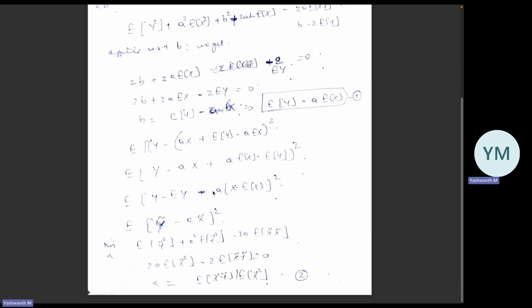So we can differentiate with respect to b, and when we set it to 0, we get b as highlighted, E of y minus a times E of x, and substitute this b back into the original equation, and then again expand and differentiate with respect to a and set it to 0. So we get finally a as E of x tilde y tilde divided by E of x tilde square. By the way, x tilde is x minus x bar, x minus E of x, and y tilde is y minus E of y.